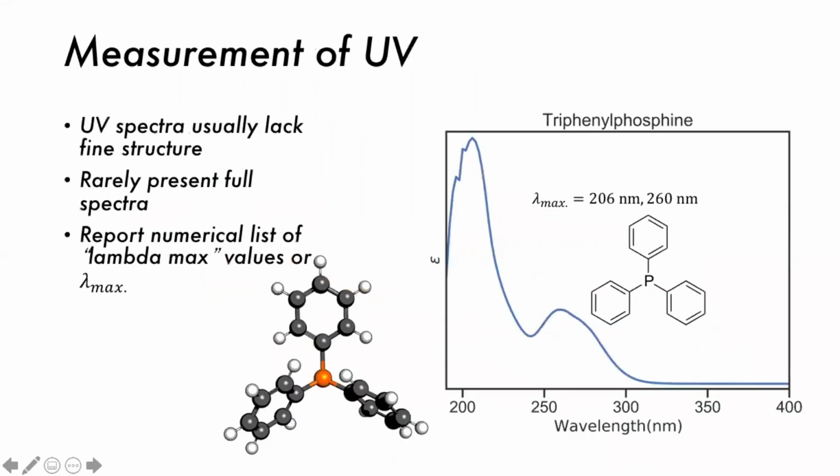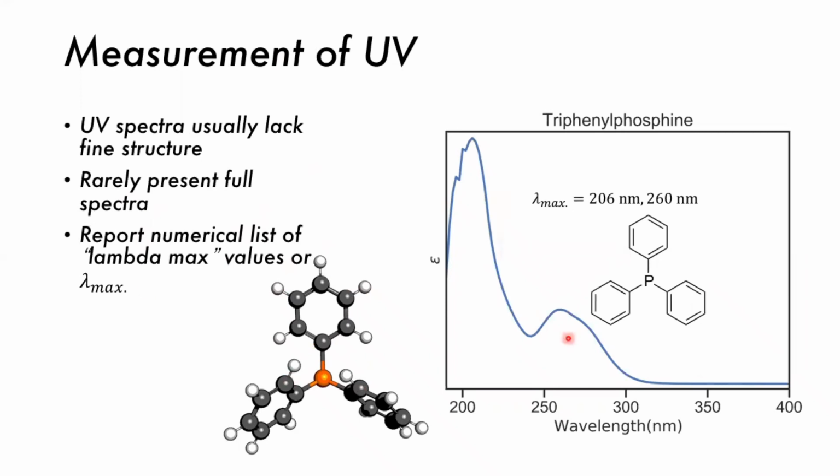So, measurement of UV. UV spectra, for example here for this triphenylphosphine, usually lack fine structure, although this is one which has pretty good structure. You can clearly see a lambda max of 206 and 260. It's rare that you see literature reporting the full spectra. Usually they just report the lambda max in a particular solvent. So they usually report a numerical list of lambda max values. So this is typically how you would see it in the literature.